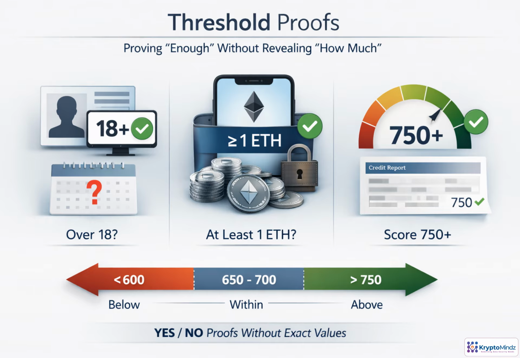Threshold proofs answer a narrow question. Does a private value meet a rule? Rather than sharing a birth date, full wallet balance, or exact credit score, the user proves only that they pass the cutoff. The verifier gets a yes or no result. That is powerful when eligibility matters, but the underlying number should stay private.